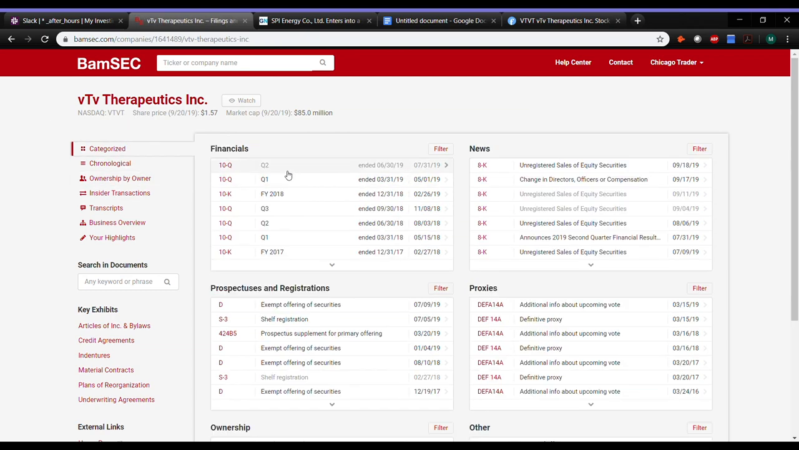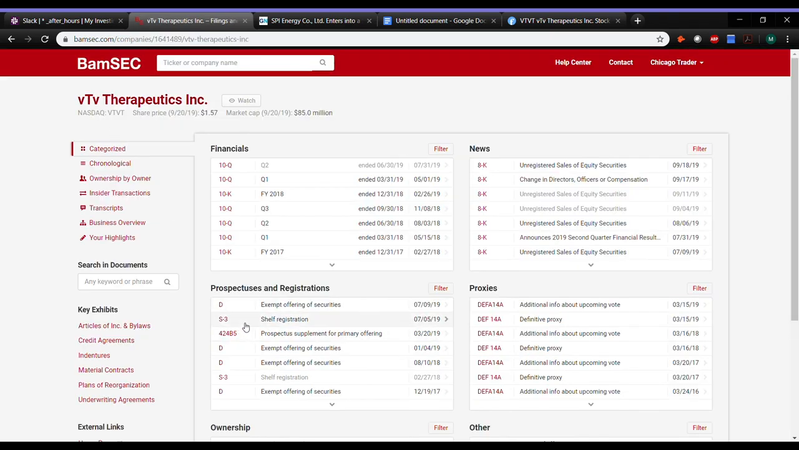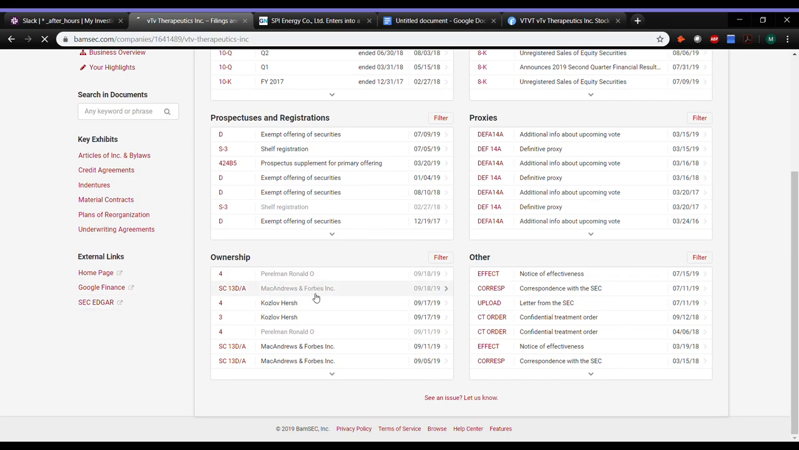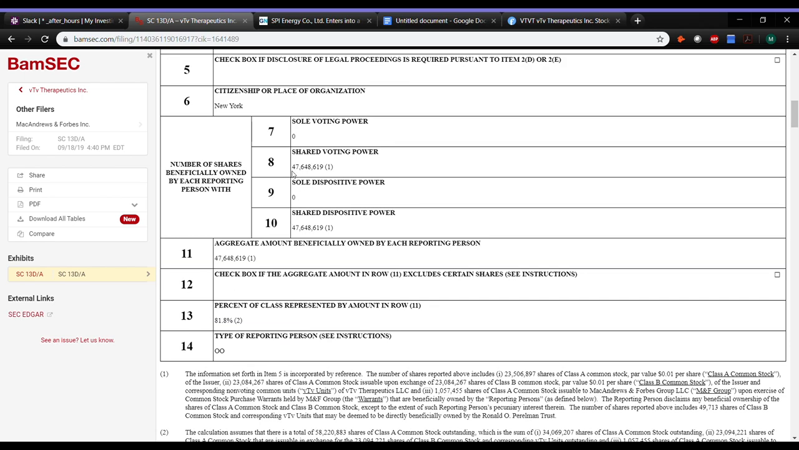So if we come back here, it's a little bit higher, but they own about 50 million shares, 51 million shares now. But he owns, if you come down here to his subsidiary, yeah, so they own 47 million shares, which is 81% of the company.